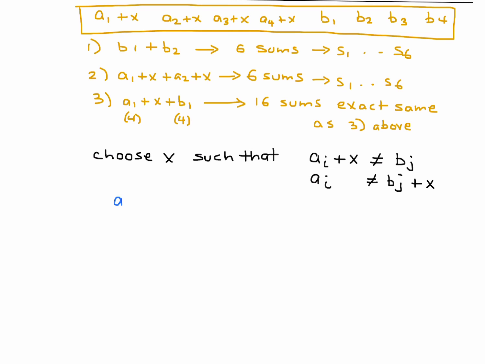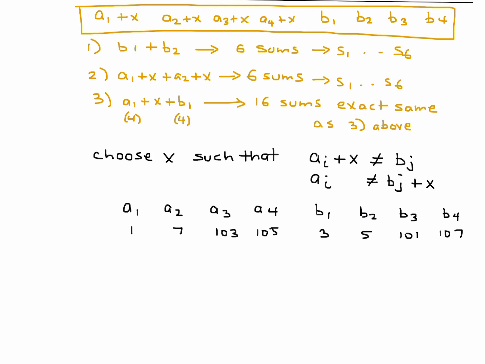So let's first write out my A's. And if you recall, the list was 1, 7, 103, 105. And the second list was 3, 5, 101, 107. Okay, so I've got to choose an X. So whatever, it doesn't matter. I'll just choose 200 because that way it won't make a difference. None of these will be the same because X is way beyond any of these.